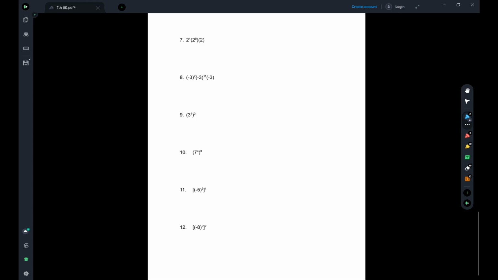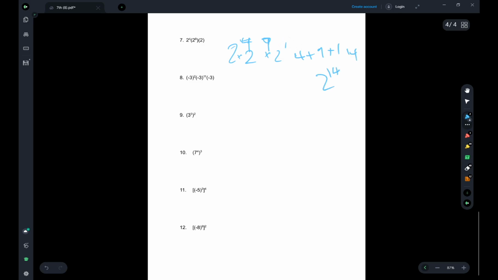So 2 to the 4th times 2 to the 9th times 2. So remember, when you multiply by exponents, you add. So you get 2 to the 4th, 2 to the 9th, and 2, just 2. But you have to remember, if there is no exponent on a number, then it is the same thing as the exponent being 1. So what you would have to do is make it 4 plus 9 plus 1, and you get 14. So you get 2 to the 14th power.